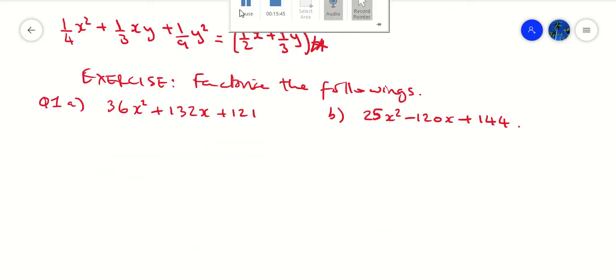Okay, I've got question number 1. I've got two parts. Part A, 36x squared plus 132x plus 121, and part B, 25x squared minus 120x plus 144. Please pause the video and try this for yourself, and then we can compare the answers.